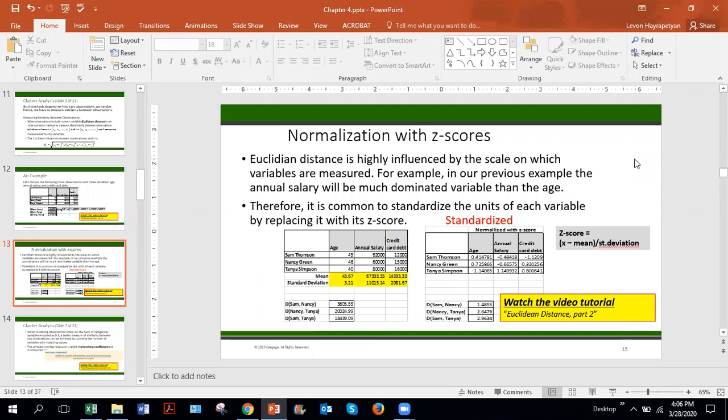In this short video, I will show you how to calculate z-scores of variables, which helps us to normalize variables when they are in different scales. Let me explain the essence of this.